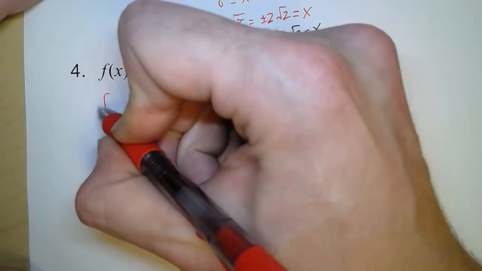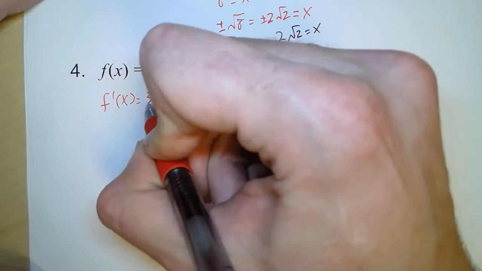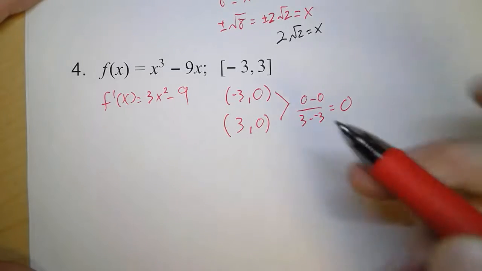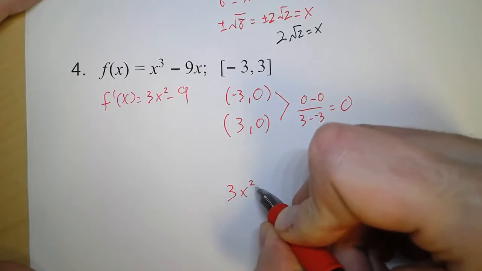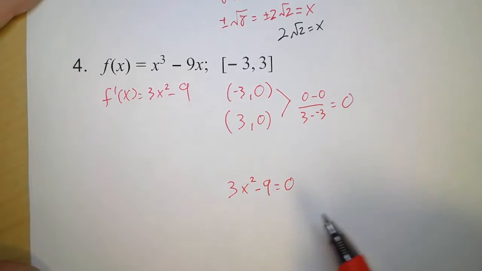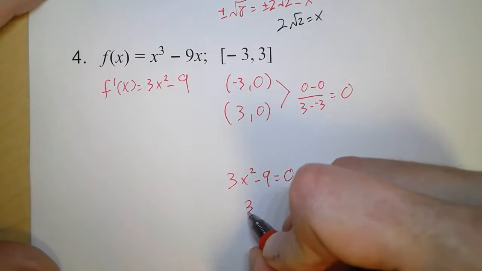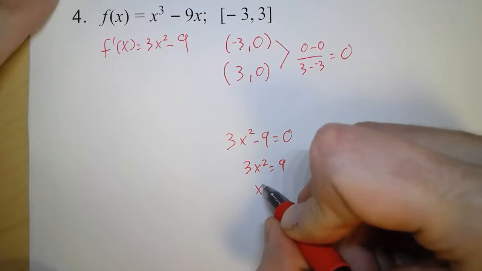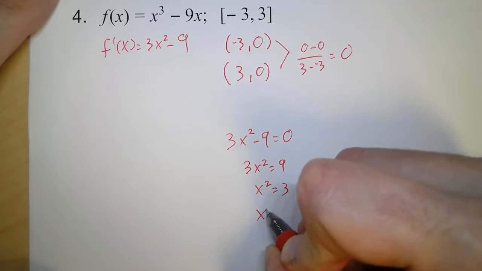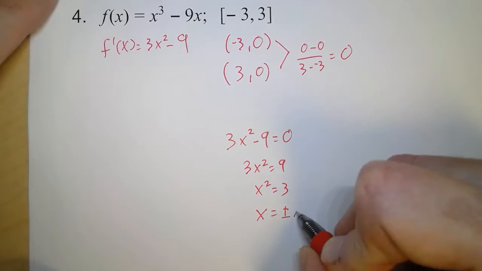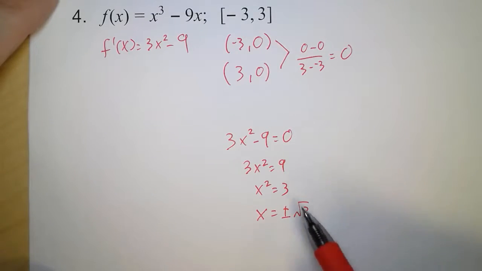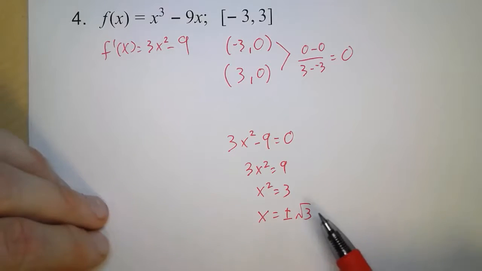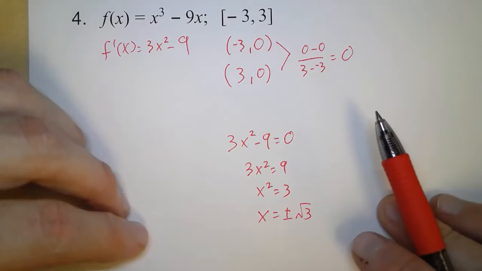So if we find the derivative, f prime of x equals 3x squared minus 9. So now we set this equal to the secant slope, 0: 3x squared minus 9 equals 0. And so when we solve, we add 9. So 3x squared equals 9. Then we divide by 3. x squared is going to equal 3. And so x is going to equal plus or minus square root of 3. Now in this case, both of them fall within the interval of negative 3 to positive 3. So for this problem, number 4, we have 2 answers, not 1.